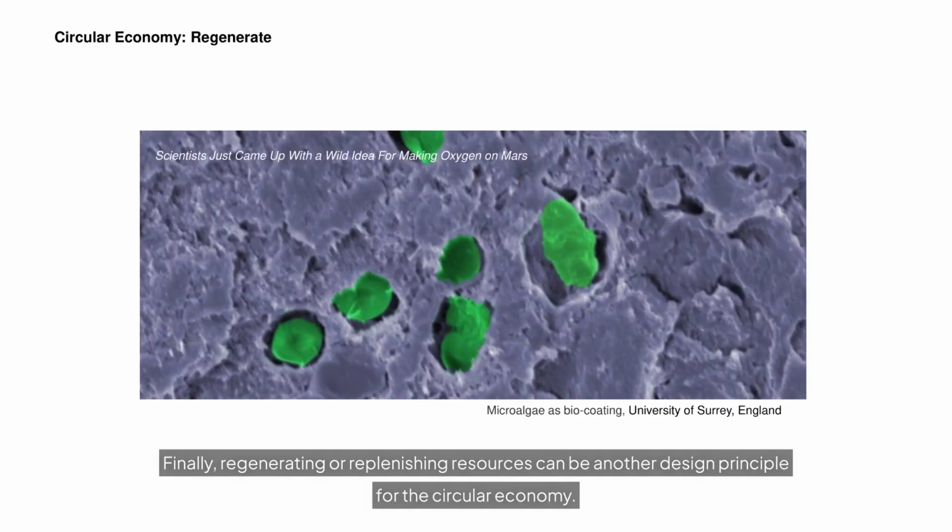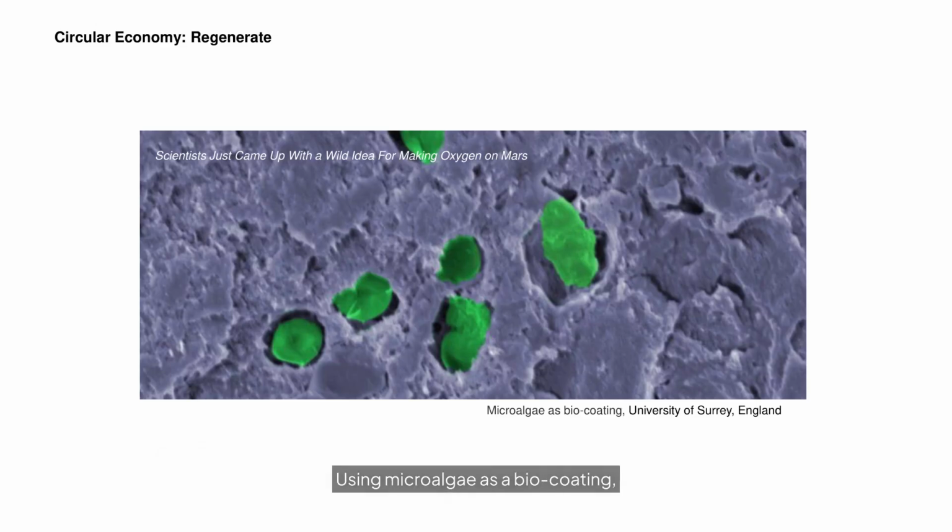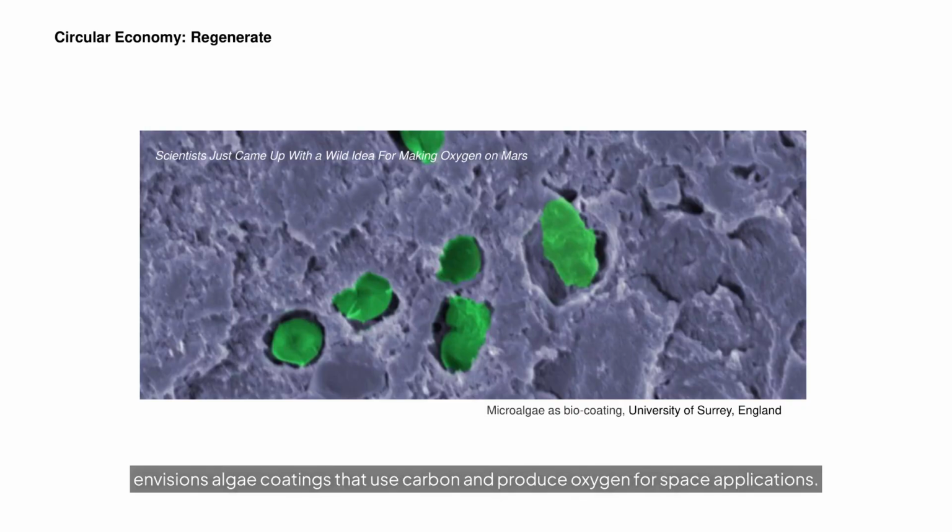Finally, regenerating or replenishing resources can be another design principle for the circular economy. Using microalgae as a biocoating, developed at the University of Surrey in England, envisions algae coatings that use carbon and produce oxygen for space applications.